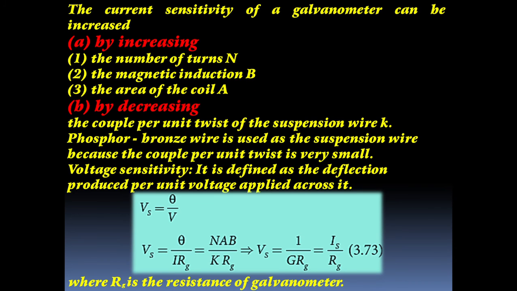Thank you, students. Once again, repeat the concept: the current sensitivity of a galvanometer can be increased by increasing the number of turns N, by increasing the magnetic induction B, by increasing the area of the coil A, and by decreasing the couple per unit twist K of the suspension wire. Phosphor bronze wire is used as a suspension wire because the couple per unit twist is very small. Then the next definition: voltage sensitivity is defined as the deflection produced per unit voltage applied across it. So this is a very important point. Thank you very much.